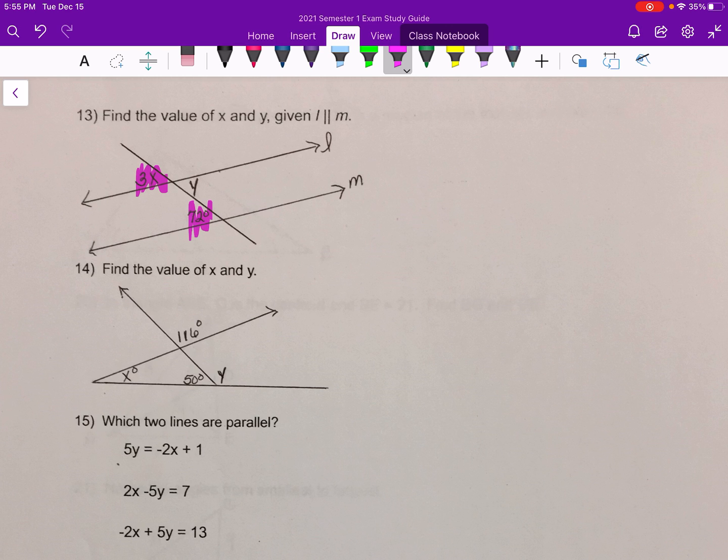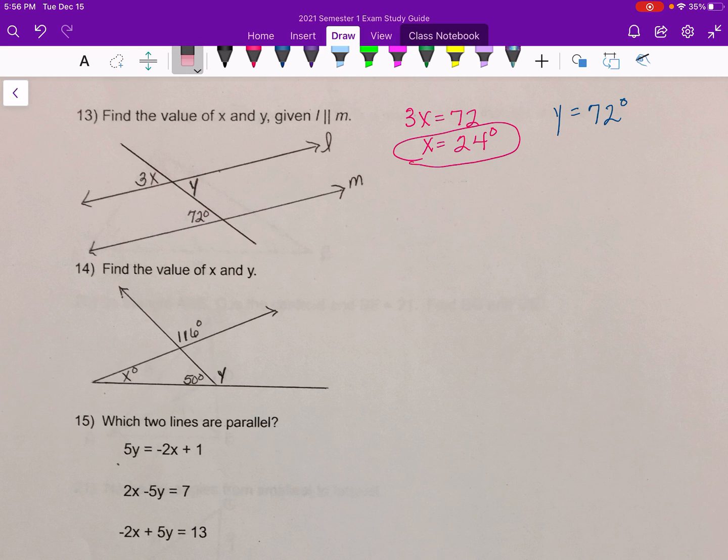I notice that the 3x and the 72 are corresponding angles. And corresponding angles are congruent, so they're the same measure. If I divide by 3, I get that x is 24. So there's my x. Something else to note is that the 72 and y are alternate interior angles, which means that y is 72 degrees.